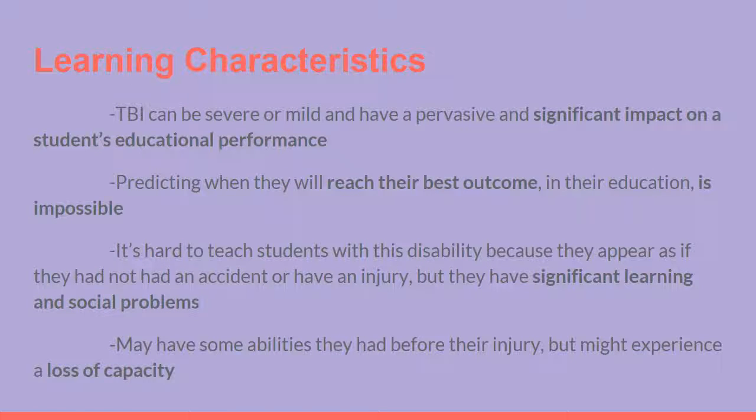Learning characteristics. Traumatic brain injury can be severe or mild and have a pervasive and significant impact on a student's educational performance. Predicting when they will reach their best outcome in their education is impossible. It's hard to teach students with this disability because they appear as if they had not had an accident or have an injury, but they have significant learning and social problems. Many have some abilities they had before their injury, but might experience a loss of capacity.